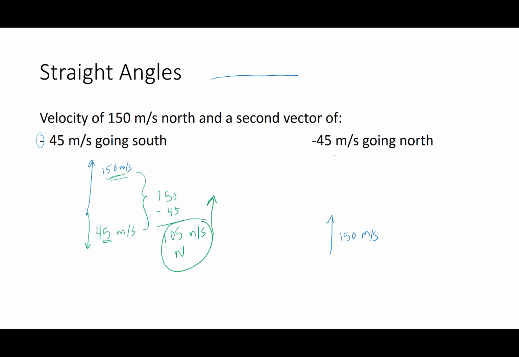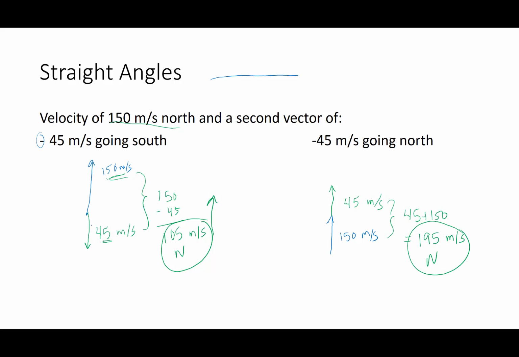Now on our second one, we are still going to keep our 150 meters per second going north, but now our second vector is going to be 45 meters per second, also going north. So these are going to be in the same direction as each other, which means they are going to work together. To find our resultant, because they are in the same direction, we would actually add them together to get our resultant of 195 meters per second, going north.